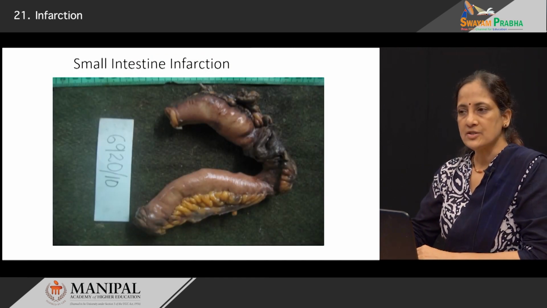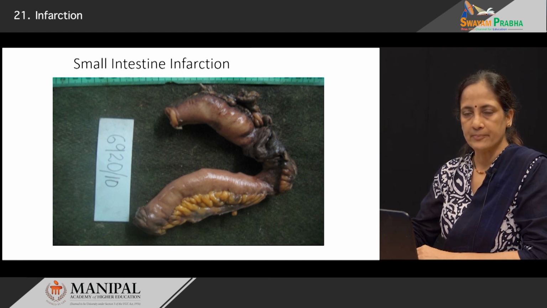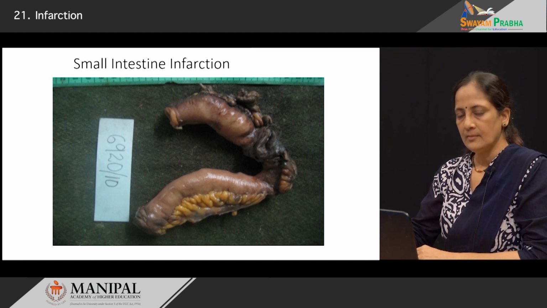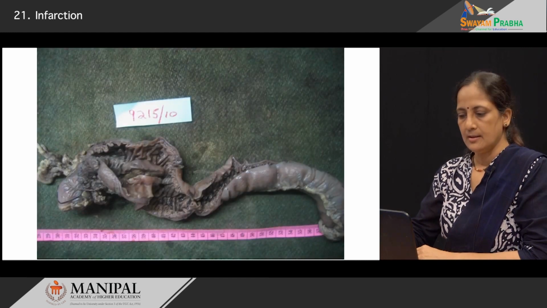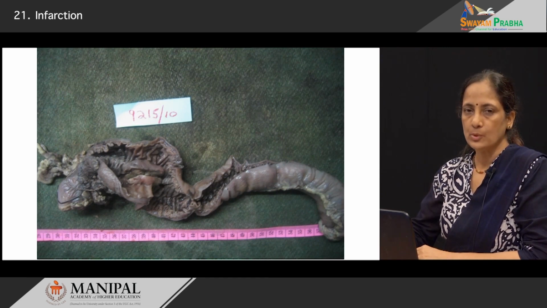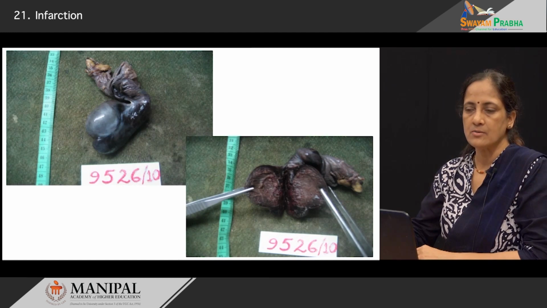You can see that the serosal surface of the uninvolved portion is shining and glistening. However, the involved portion appears dull and opaque. This is another example of infarction of the small intestine after mesenteric thromboembolism. This is a specimen of the testis which has undergone complete infarction following torsion of the testis around its pedicle.